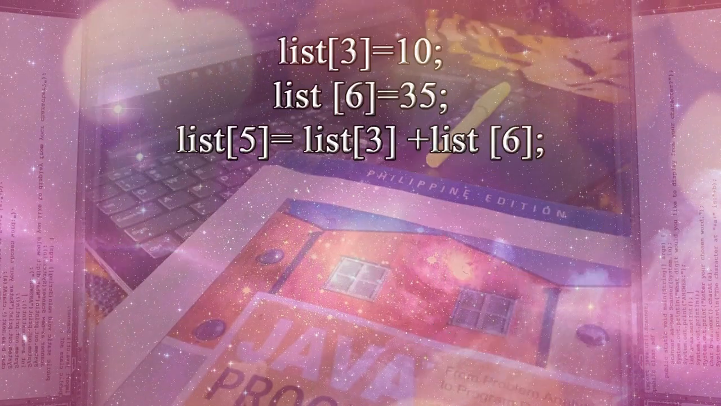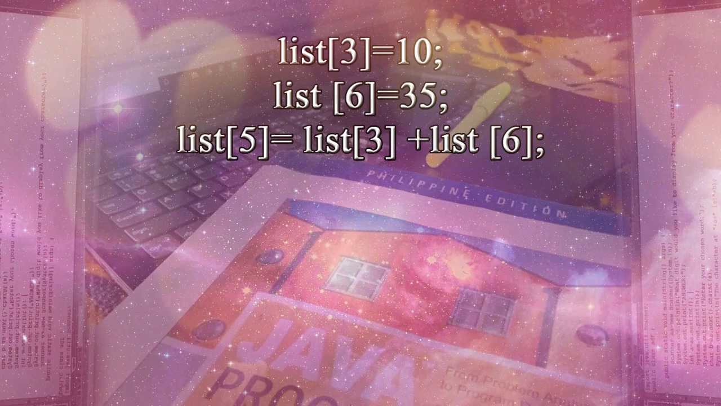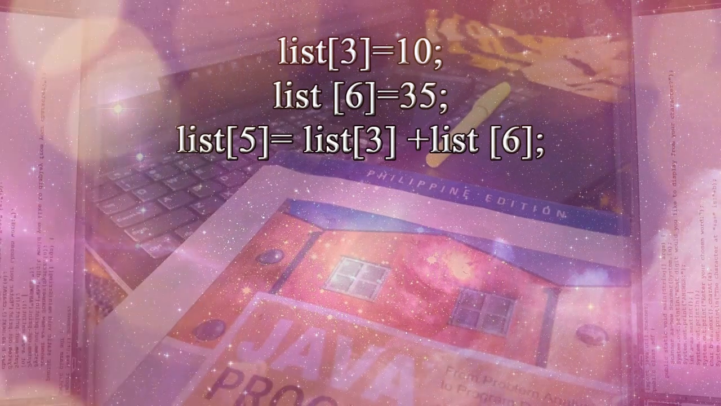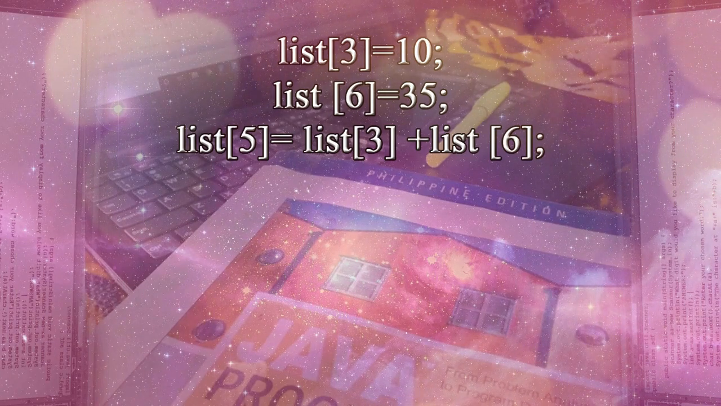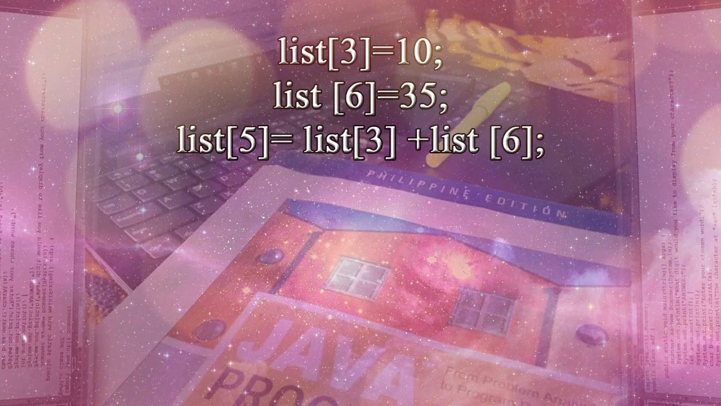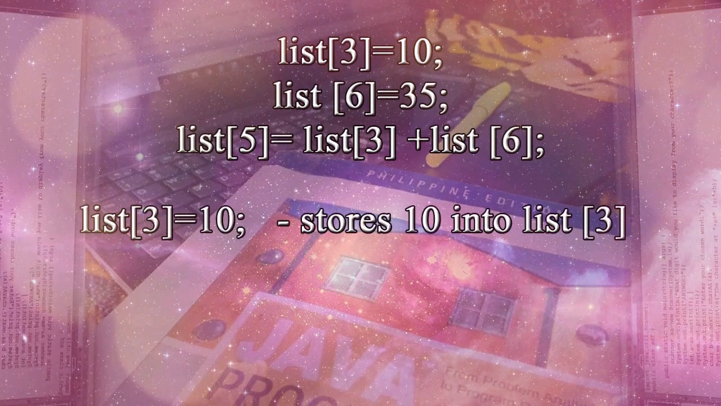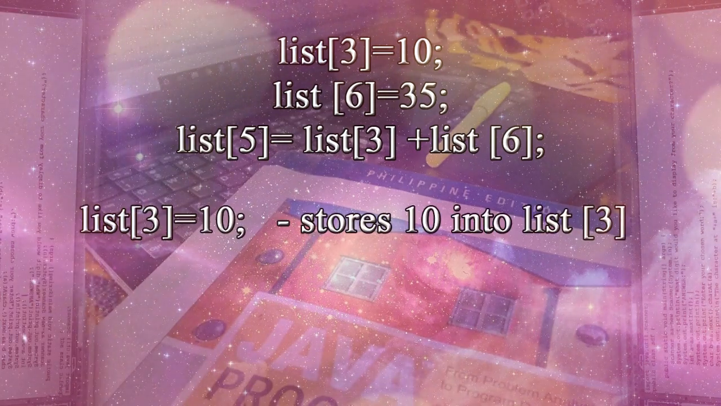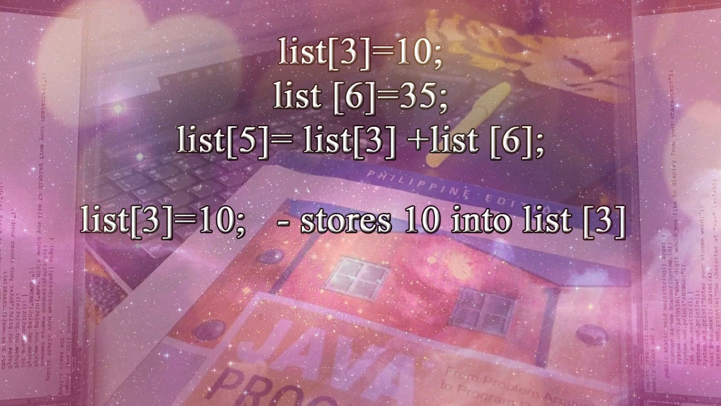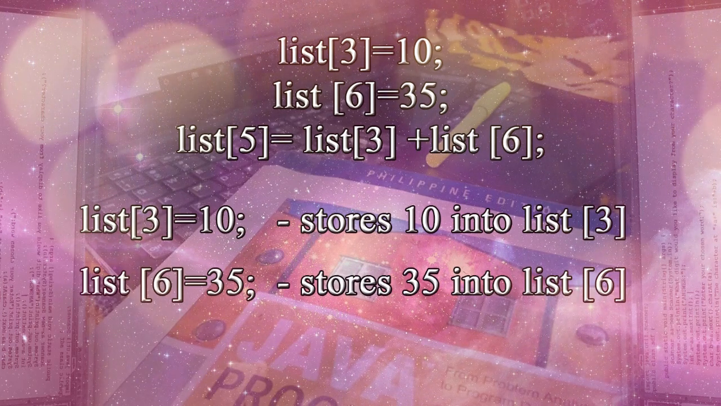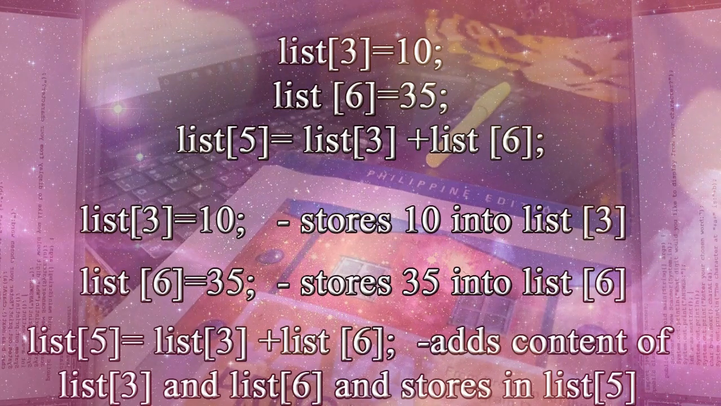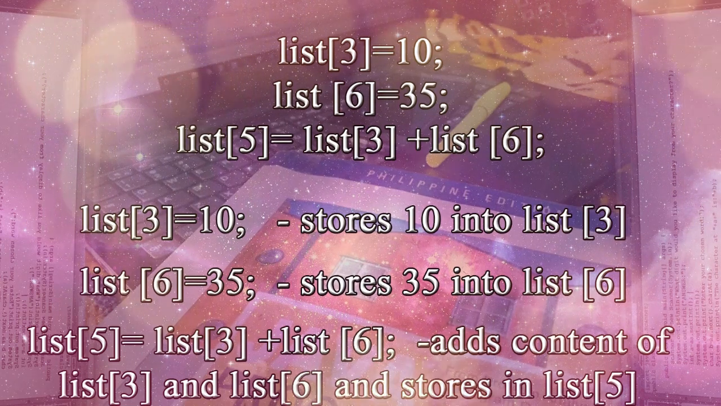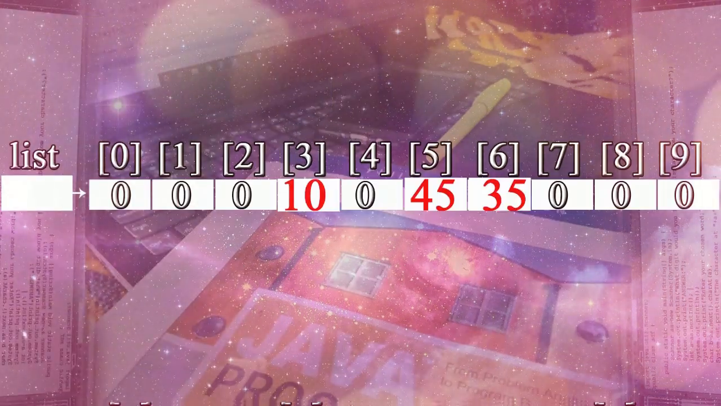Next, consider the following statements. list[3] = 10; list[6] = 35; and list[5] = list[3] + list[6]. The first statement stores 10 into list[3], the second statement stores 35 into list[6], and the third statement adds the contents of list[3] and list[6] and stores the result. We can illustrate this using this figure.